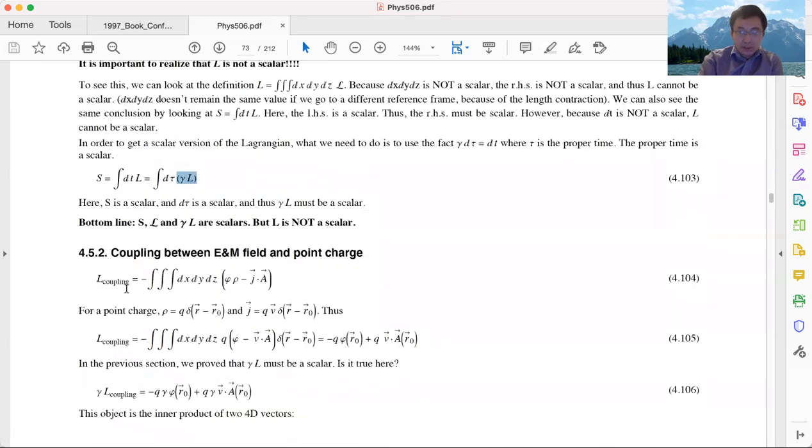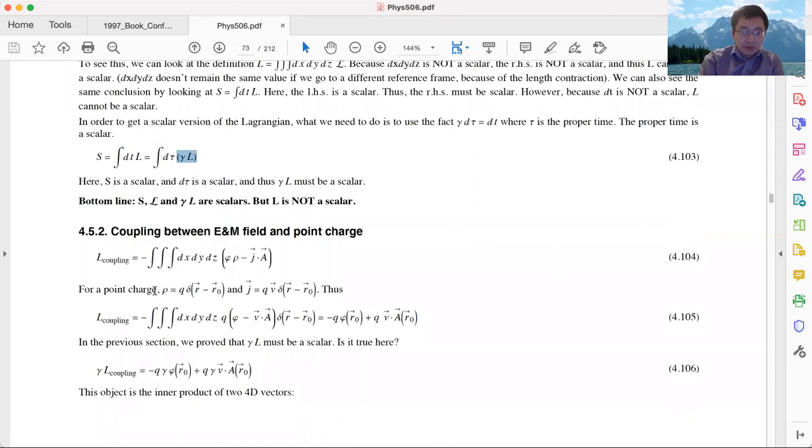So then let's look at this coupling part. In this section we'll consider a point charge. For a point charge, the charge density is a delta function. It's a delta function: Q, the charge of my particle, times delta function of R minus R0. R0 is the location of this point charge. So if this point charge is at R0, then the charge distribution is this delta function.